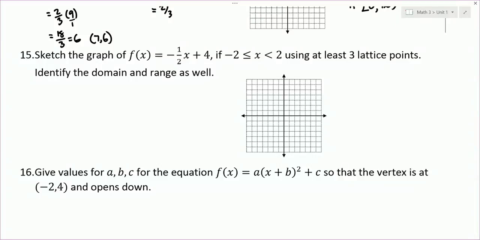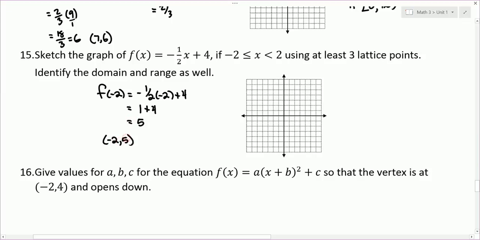15. We have an equation of a line, but it's under a certain restriction. We're only going to graph it from -2 to +2. To graph a line, you only need 2 points, and because we have to know the 2 endpoints, let's find those 2 points. So let's plug in -2 for x. (1/2) times -2, that's going to give us +1 plus 4, end up with 5. So -2, 5 is our first point.